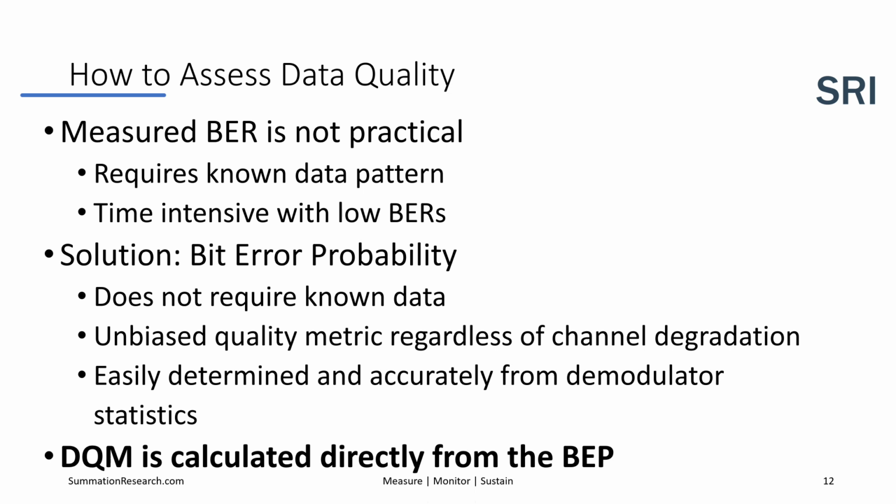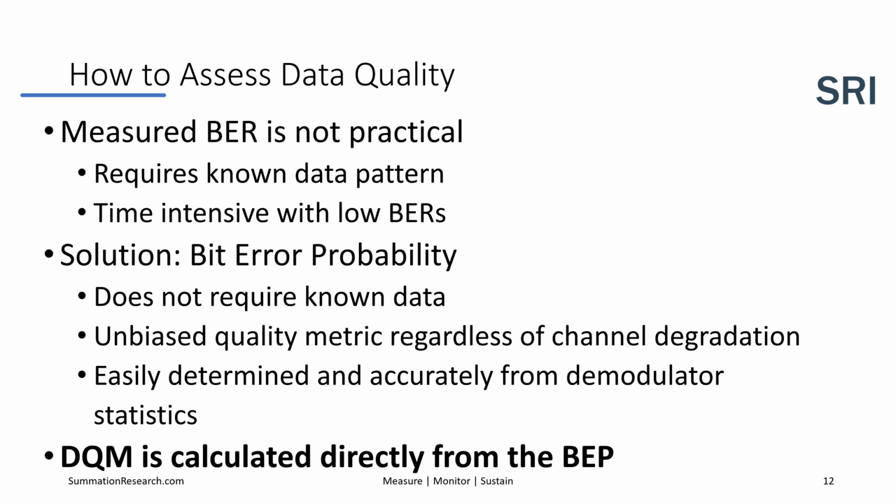DQM is calculated directly from the bit error probability. As previously mentioned in the equation discussion, DQM is calculated directly from the bit error probability. This direct relationship ensures that DQM provides an accurate and standardized measurement of data quality, enabling effective monitoring and management of the telemetry data streams.